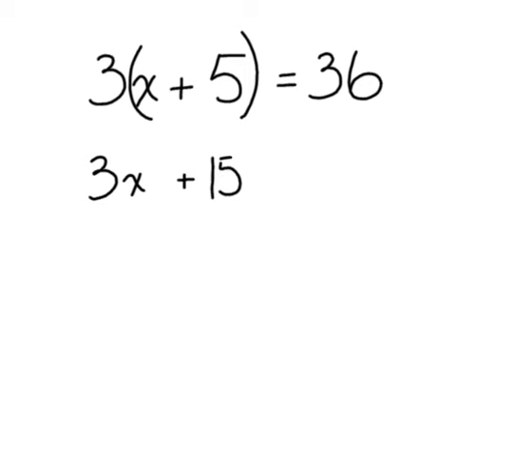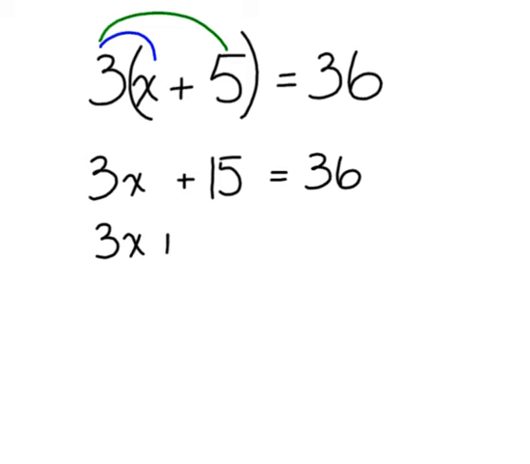I might just write at the top in a different color how I distributed the 3 to multiply by the x and the 3 to multiply by the 5. That's what distribution looks like using the distributive property. Now we have an equation that we're a lot more comfortable with: 3x plus 15 equals 36. The next step is to subtract 15 from each side, because we're going to worry about isolating the variable.